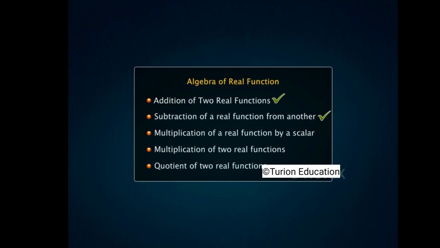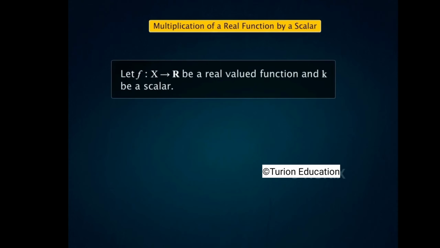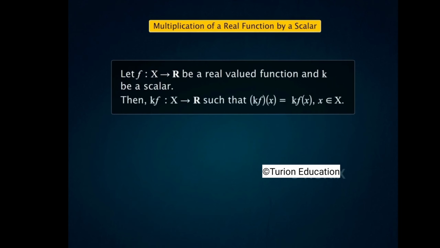Next, let's move on to the third operation, scalar multiplication. Here by scalar we mean involving a real number. Let f be a real valued function from set X, which is a subset of real numbers, to the set of real numbers R, and k be a scalar. Then the product kf is a function from X to R defined by kf of x equals k times f of x for each element x of set X.